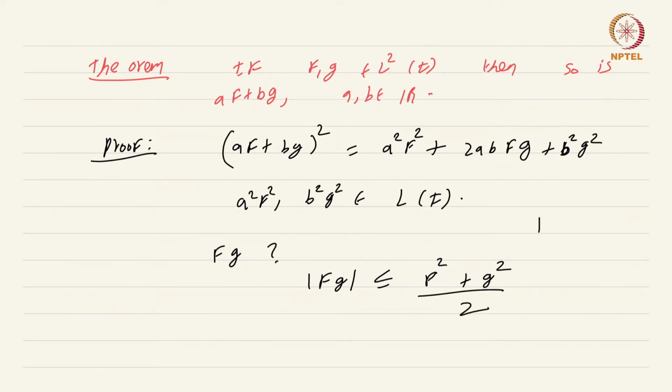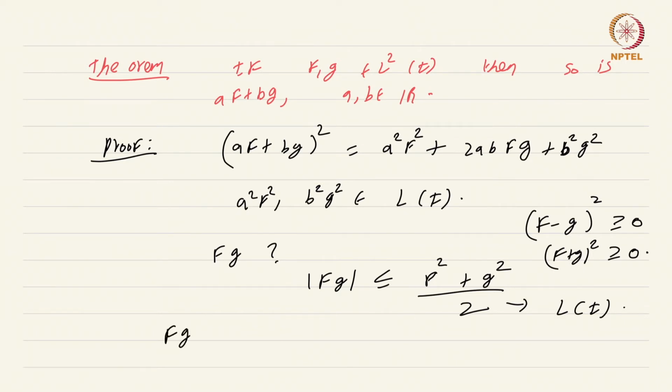Okay, this just follows from observing that (f − g) squared is greater than or equal to 0, and (f + g) squared is also greater than or equal to 0. From that it follows immediately that |fg| is less than or equal to (f² + g²)/2. But this is Lebesgue integrable simply because f² and g² are, therefore f² + g² is, and (f² + g²)/2 is also Lebesgue integrable.